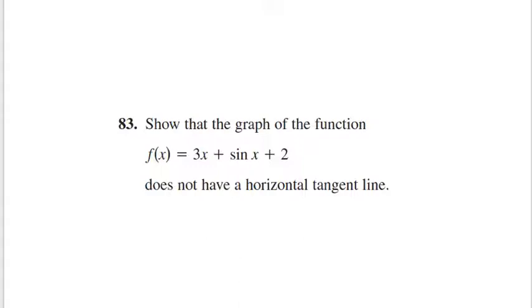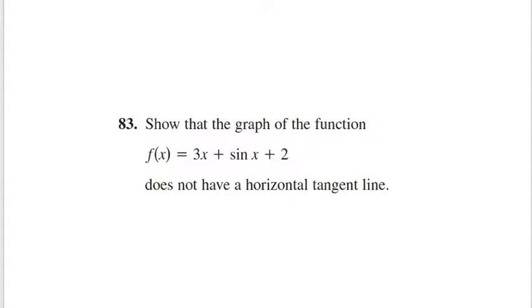Okay, in this section we are going to look at two exercises that are near the end of the list. The first one is exercise 83. Show that the graph of the function f of x equals 3x plus sine x plus 2 does not have a horizontal tangent line. So what does this graph look like?